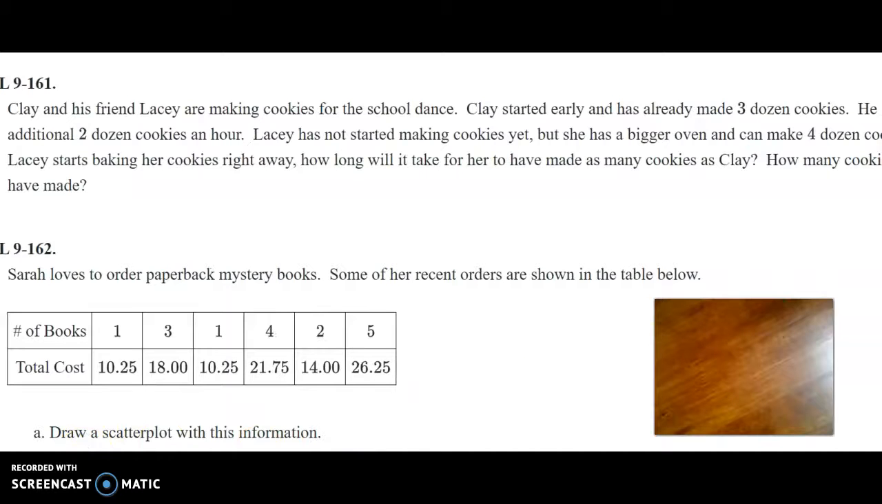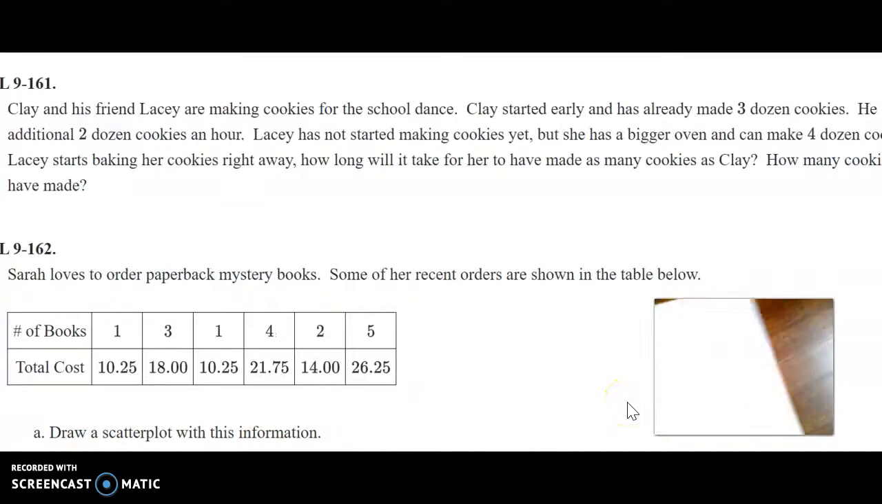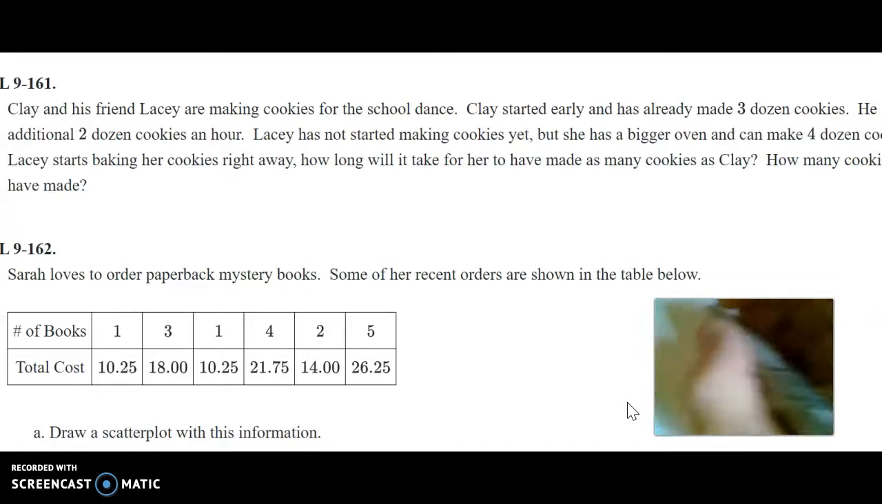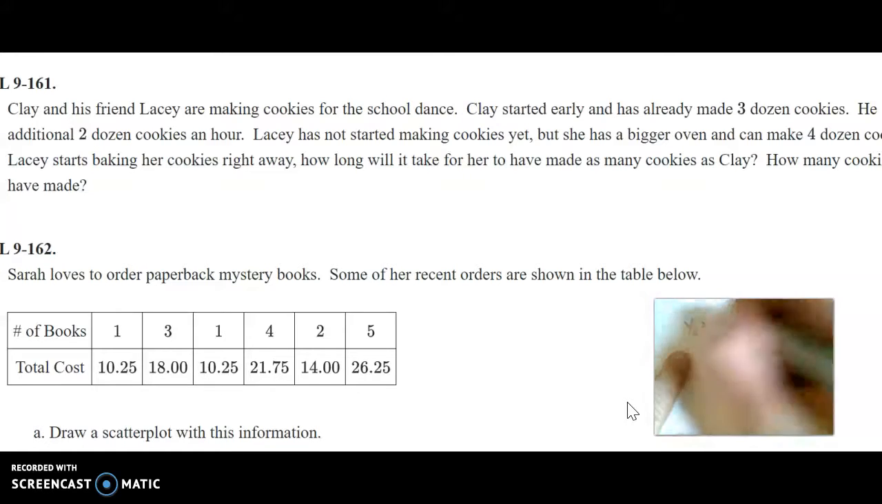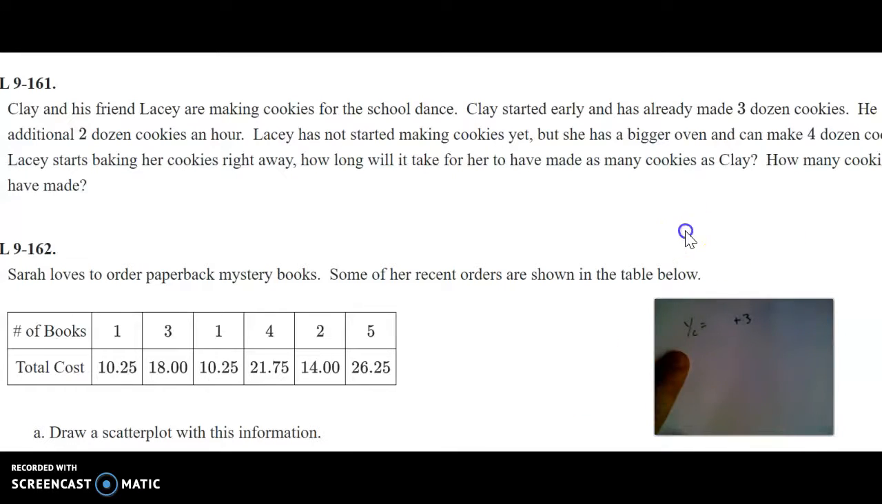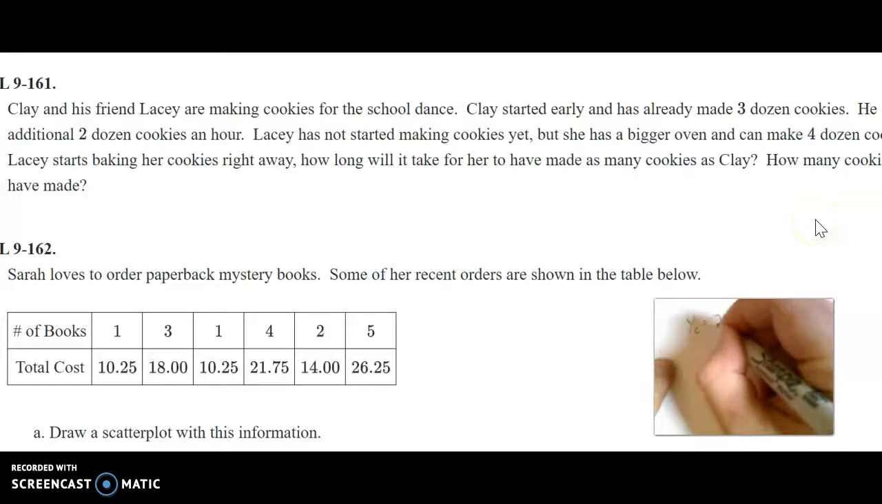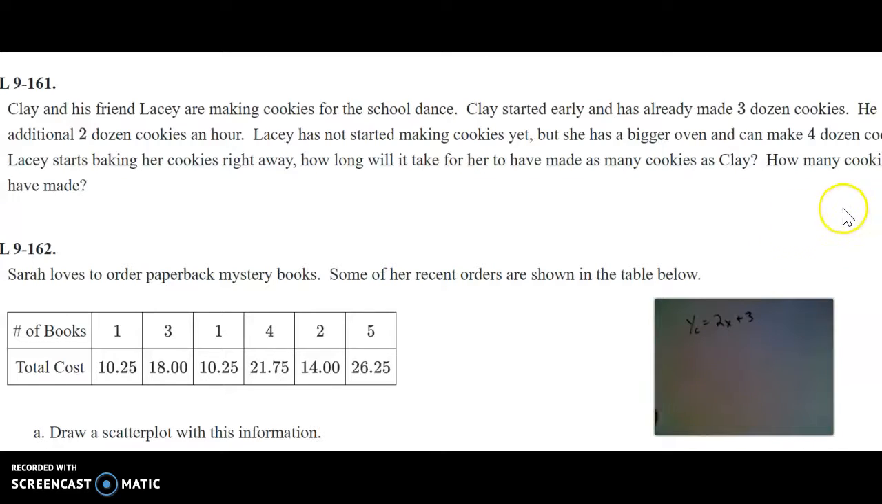So the equation itself, because Clay started and already has, sorry, 3 dozen cookies, I'm going to go plus 3. And it says that he can make an additional 2 dozen cookies every hour. So that means I'm going to have 2x plus 3.